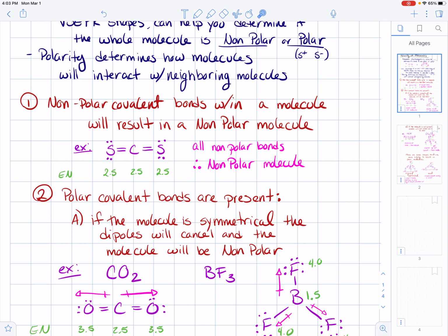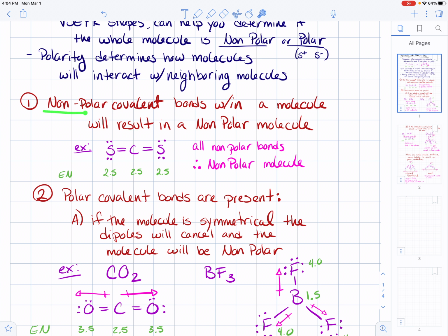So here's an example: carbon has a 2.5 electronegativity value. Each sulfur has a 2.5 electronegativity value. That means between this carbon and this sulfur, they're sharing all of their electrons equally. And between this carbon and this sulfur, they're sharing all of their electrons equally. So all the electrons are being shared very equally amongst everybody, and so no poles are being created. So this whole molecule will be nonpolar.